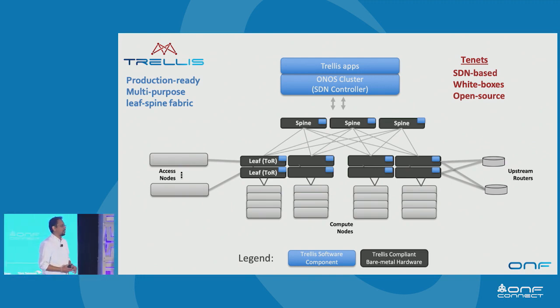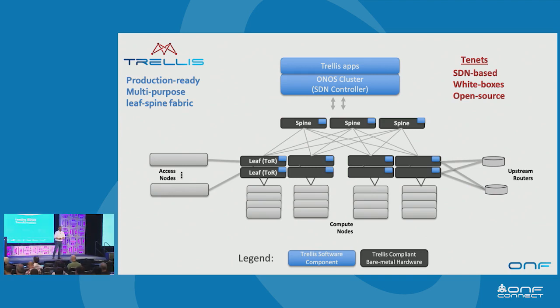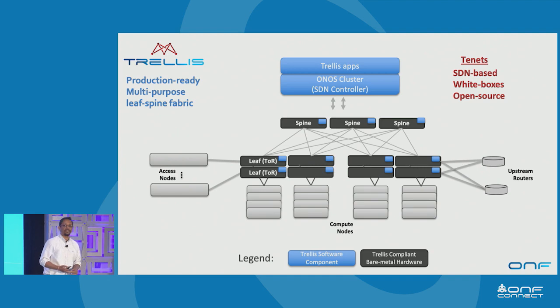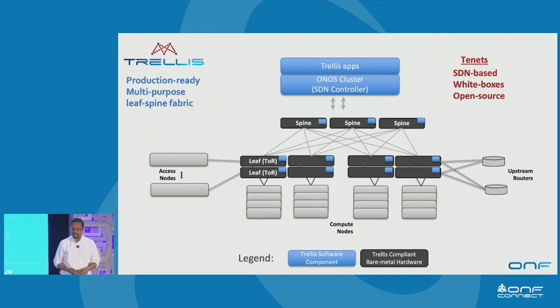But very importantly, we use white boxes. So bare metal switching hardware with merchant silicon ASICs inside it. This hardware comes from the OCP project, Open Compute project, and it's OCP certified. And lastly, it's open source. So you can try Trellis in your labs, in your trials, and you can take it to production.